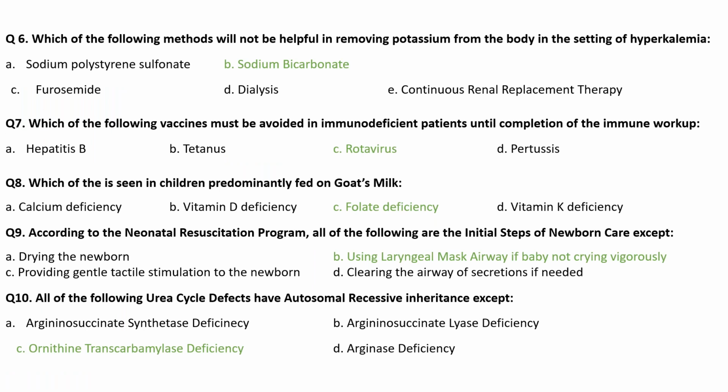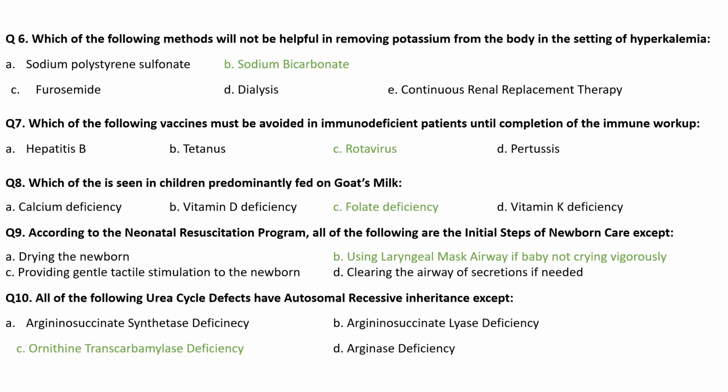Then, which of the following methods will not be helpful in removing potassium from the body in hyperkalemia? Sodium polystyrene sulfonate helps us in removing potassium. Similarly, furosemide, dialysis, and CRRT. But sodium bicarbonate will help us to improve the acidosis, and that will only shift the potassium. It will not remove the potassium from the body. It is only involved in the intracellular shifting.